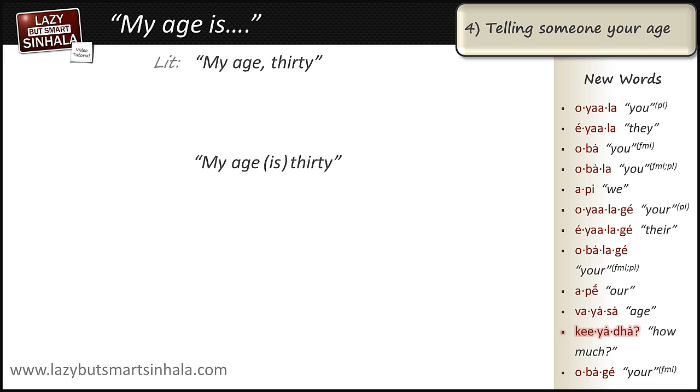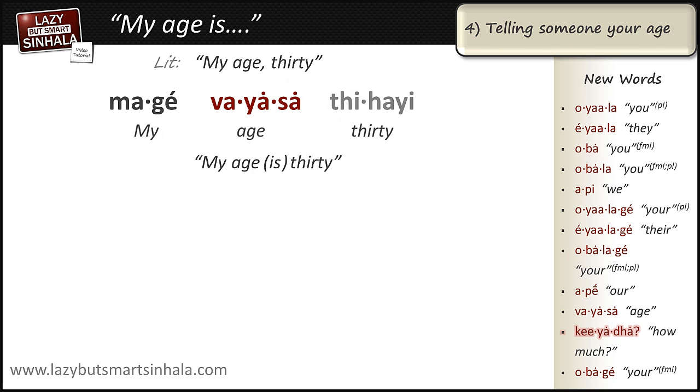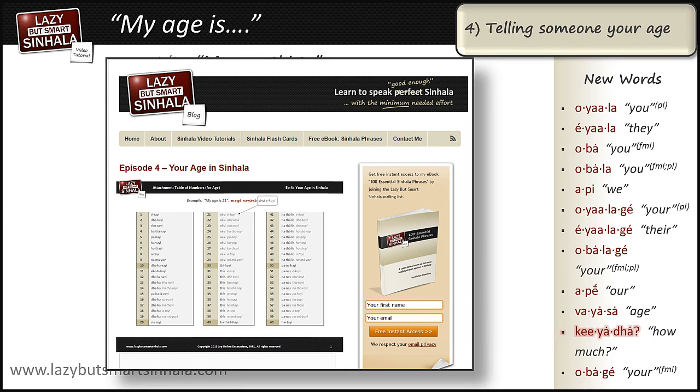You know that my is mage and that age is vayasa. And I'll give you the word for 30, which is tihai. But don't try to remember this word. I'll once again put up a list of numbers on my site from which you can look up your age.